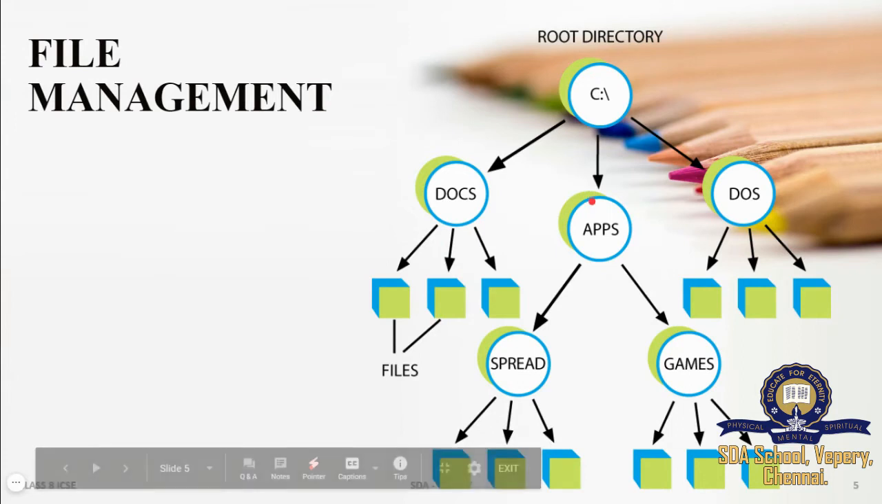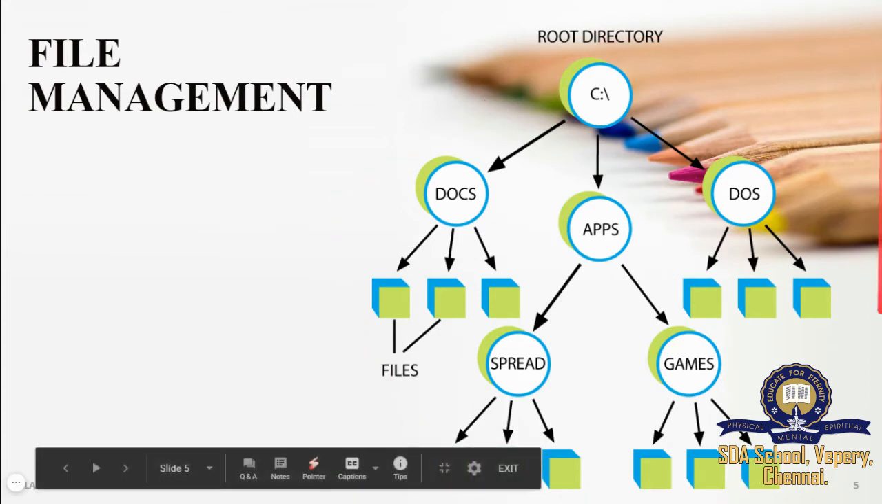And coming to applications, for example, spreadsheets and, for example, games. These are all what we call applications. And these applications will have different types of files. So spreadsheet will have Excel sheet 1, Excel sheet 2, 3, and games will have different types of games to play on the computer. So all of those will be individual files. And all of this will be managed by the operating system.